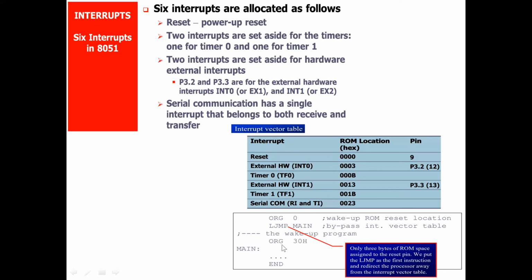So we have, including reset, 6 types of interrupts. In many places we say 5 types of interrupts for 8051, but you have to tell that including reset, we have 6 types of interrupts.